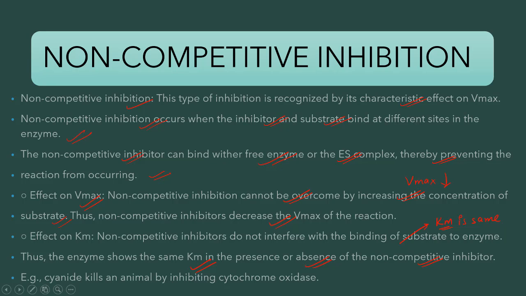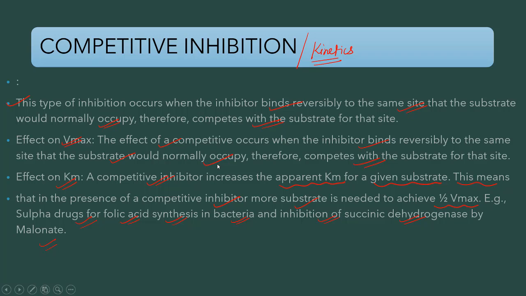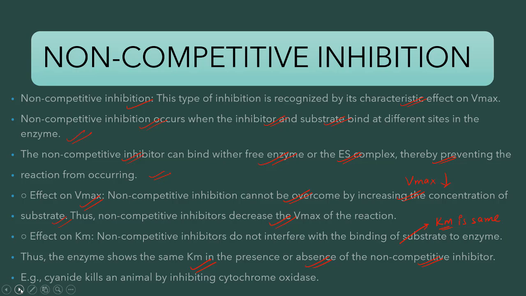While in the case of competitive inhibition, the Vmax is affected as inhibitors decrease the rate of the reaction, competing with the substrate, and the effect on Km is an increase. Cyanide kills an animal by inhibiting cytochrome oxidase. That is non-competitive inhibition.